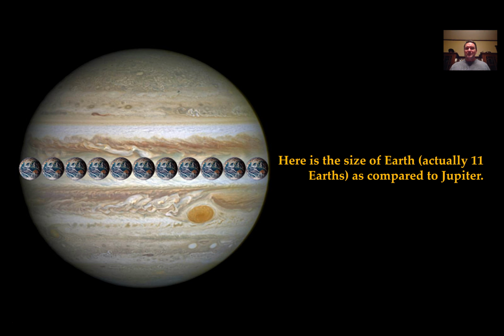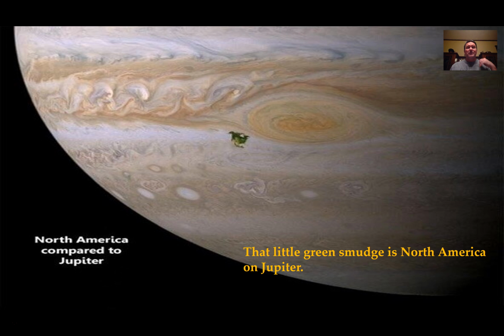Okay, as I mentioned, you can see about 11 Earths can fit across the size of Jupiter. This picture's a little deceiving, because you can get about 2 Earths inside of what is called the Great Red Spot, which is a gigantic cyclonic storm, very equivalent to a hurricane here on Earth. Then you can look at North America. You can get about 5 to 6 North Americas in there.